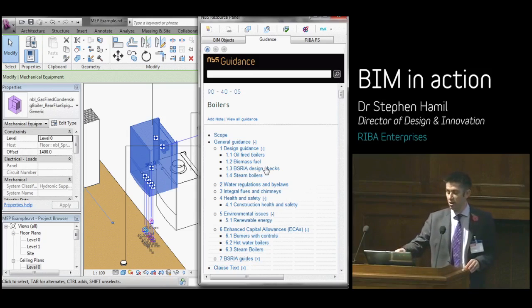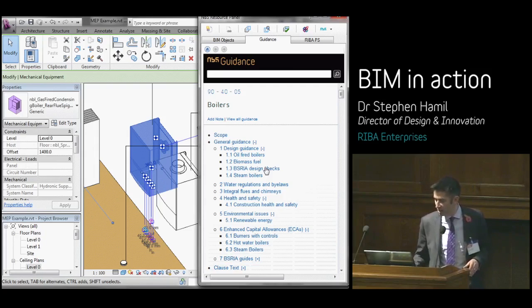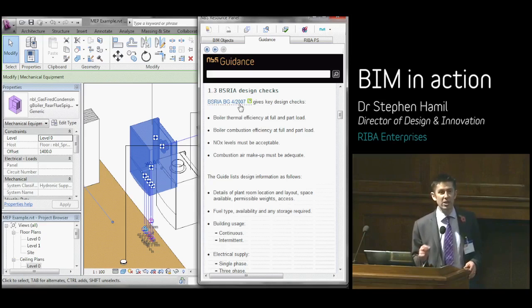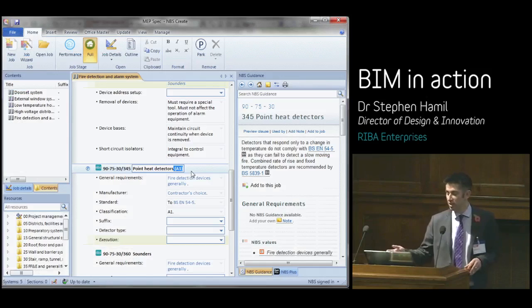So we're looking here, the users click the boiler. On the plugin, they ask for the technical guidance, and you can see all of the design guidance for boilers. So what we've got there, we've got the BIM design checks, biomass fuel steam boilers, regulations and bylaws, environmental issues. And this is the information that designers need at their fingertips. And through the combination of quality UK information linked with leading international software packages, that information's at the designer's fingertips nowadays. So there we go, we can click on the BIM design checks and go straight to the BG4 document.